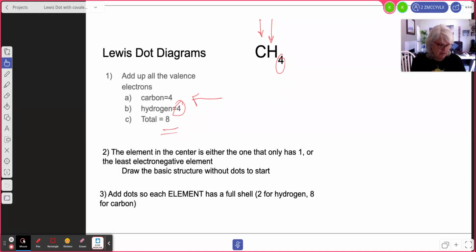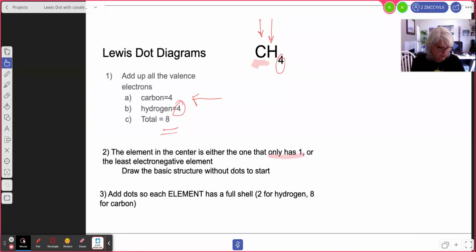So that's a total of 8 valence electrons that we need to have in our drawing, in our Lewis dot diagram. Now you're going to have to choose which element goes in the center. And you can do this a couple different ways. I always like to start with the element that has only 1. So we only have 1 carbon in methane. This is methane, by the way, CH4. And so since we only have 1, that will go in the center.